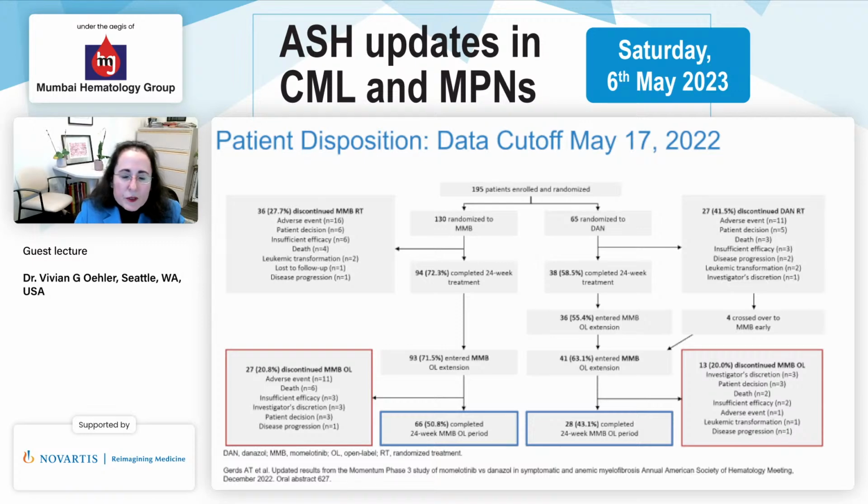94 patients, or 72.3% of the momelotinib-treated patients, completed the 24 weeks, and almost all entered the open-label extension. 66 completed this. And for danazol-treated patients, this was 38, or 58.5% of patients completing the initial 24 weeks, and 41 patients, which also included early crossovers, entered the open-label phase, and 28 completed it.